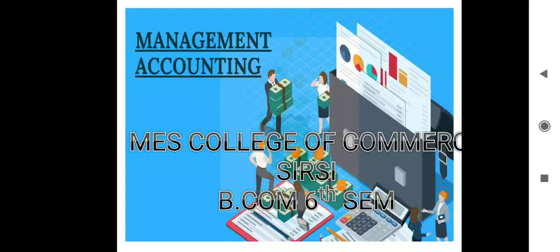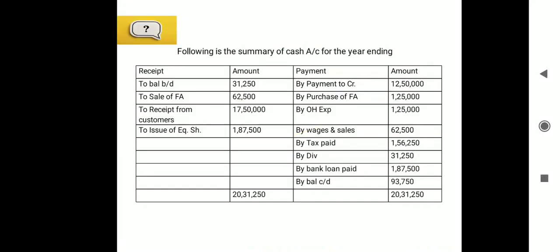In the last class I prepared a cash flow statement where all three main activities are involved. In a cash flow statement we mainly have to check which is a source and which is an application, and most importantly, which source and application comes under which activity, whether operating, investing, or financing. Today I have taken this question from your old question paper.